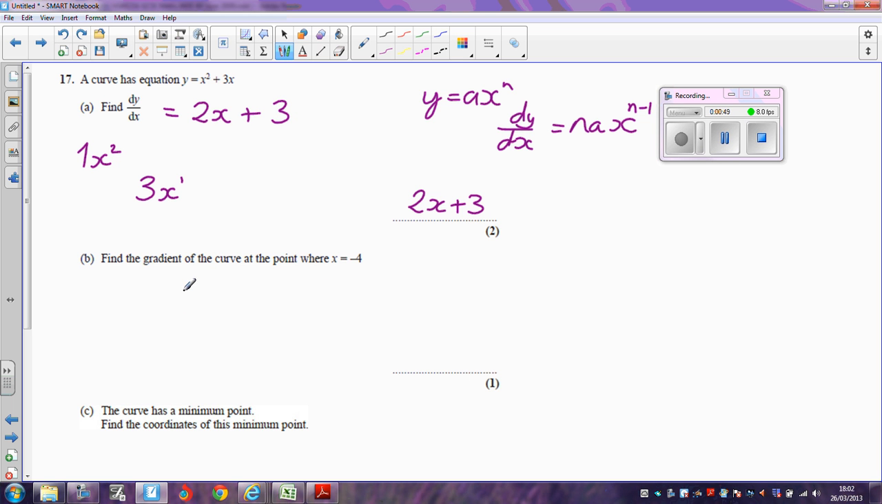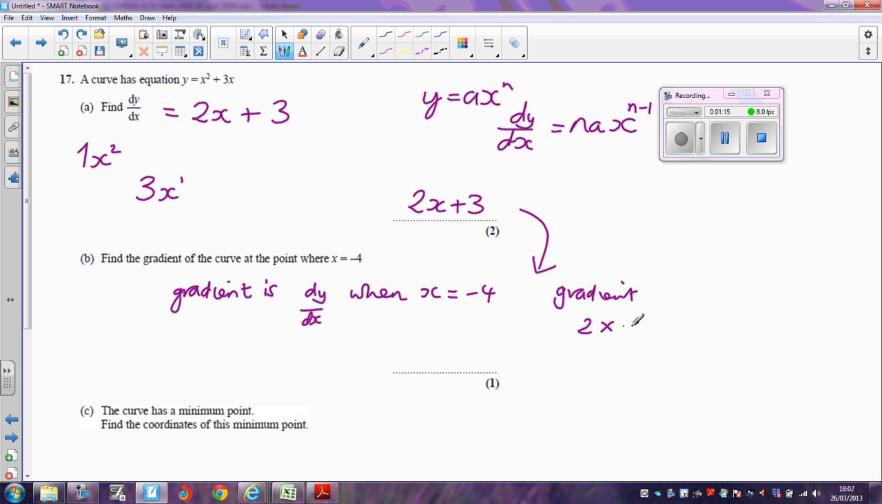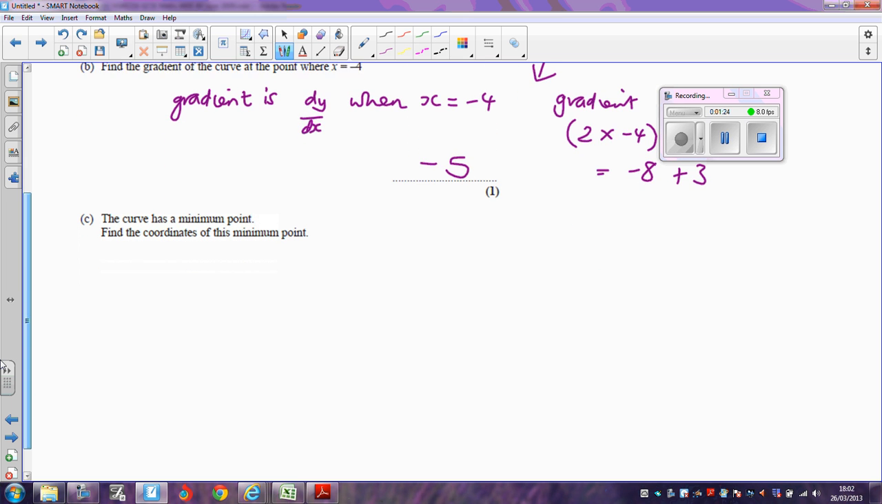So we're now asked to find the gradient of the curve at the point when x is minus 4. Now remember that for a curve, the gradient is dy by dx. If we want to find the gradient of the curve when x is minus 4, we need to find dy by dx when x is minus 4. So here's dy by dx. If we put minus 4 into that, the gradient comes out as 2 times minus 4 plus 3. Well, that's just minus 8 plus 3, which is minus 5. So the gradient is minus 5 when x is minus 4.